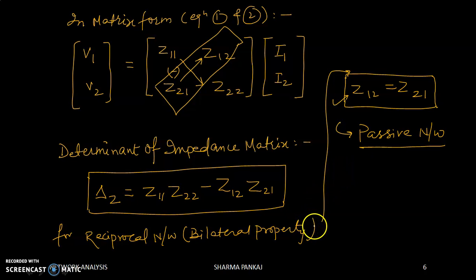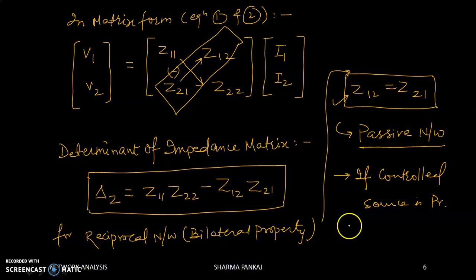If a network contains any controlled source, then the network will not be reciprocal. If a controlled source is present, then this implies it will not be reciprocal.